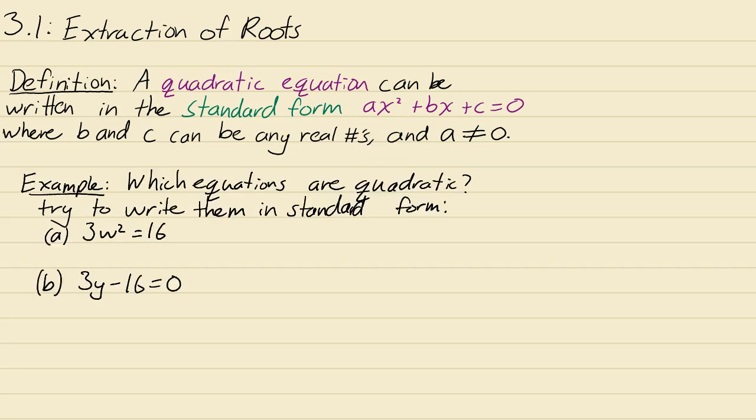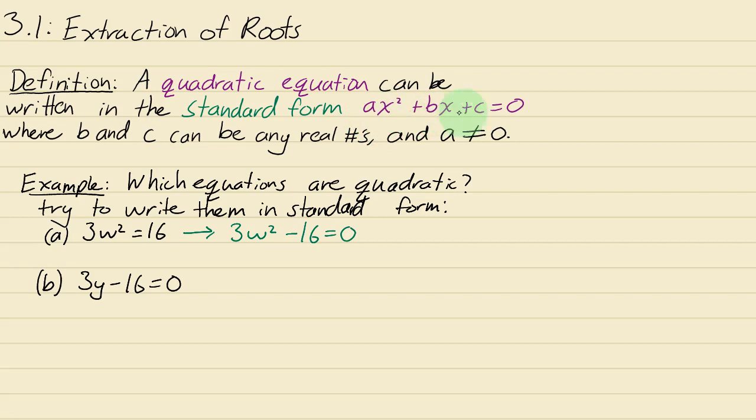Here's a quick example. We want to see which of these two equations are quadratic equations. And if so, let's try to write them in standard form. So with this first one, it's not written this way yet. It doesn't have a 0 on the right side, which it should in standard form. But we could do that if you subtract the 16 from both sides. It will look like 3w squared minus 16 equals 0.